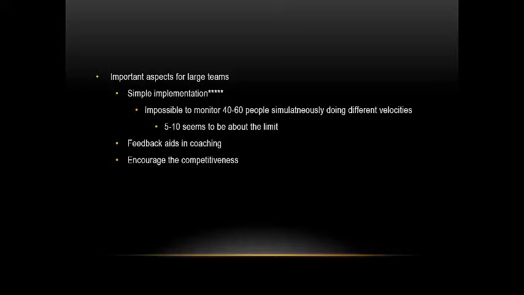If you've got 40 or 60 people on the floor at one time doing different velocities, you can't do that because you are not going to be able to keep track of it, and most of the time the athletes aren't going to be able to remember their own velocity anyways. What I've noticed is that about 5 to 10 people on a team, in a group, seems to be about the limit of what I could handle whenever I was dealing with individual velocities.